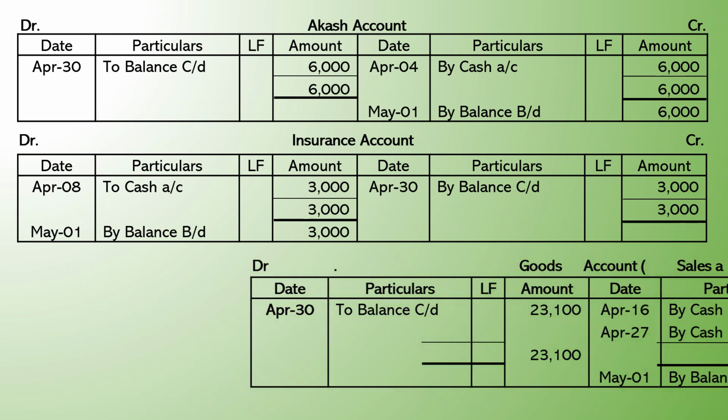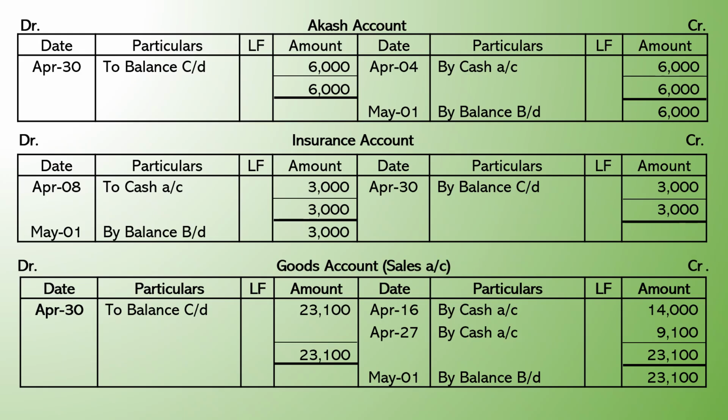For the transaction dated 16 April 2025, in the cash book, goods account appeared on the credit side. Hence, on the credit side of goods or sales account, post the entry as by cash account for an amount of 14,000 rupees. Similarly, for the entry dated 27th April 2025, goods account appeared on the credit side. Hence, on the credit side of goods or sales account, post the entry as by cash account for an amount of 9,100 rupees.